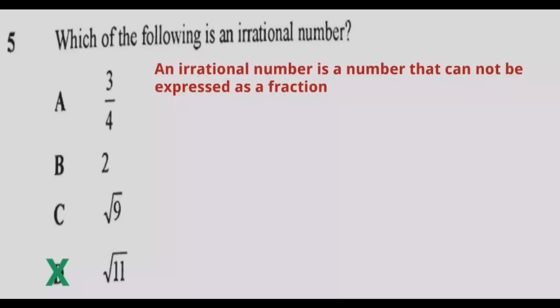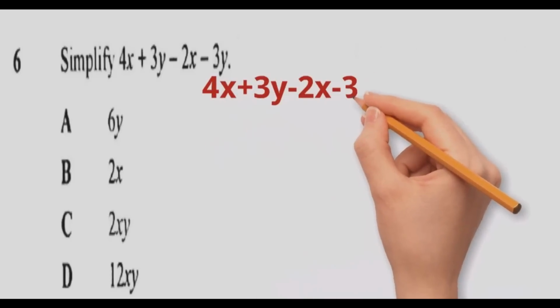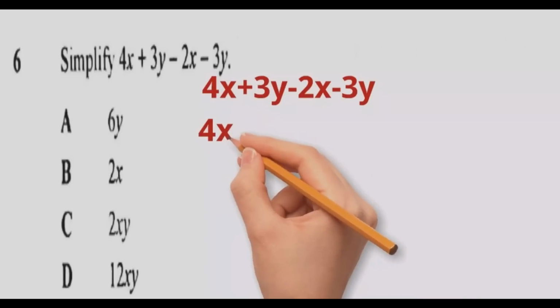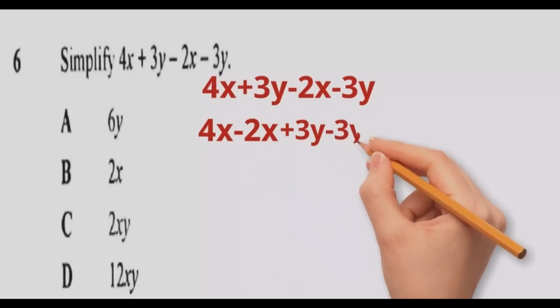We go to question number 6. Question number 6 is as follows. Simplify 4x plus 3y minus 2x minus 3y. What we're going to do first is rewrite this expression. Then I'm going to rearrange these terms according to their likeness, so I'll put like terms together. So I'm going to have 4x minus 2x plus 3y minus 3y.